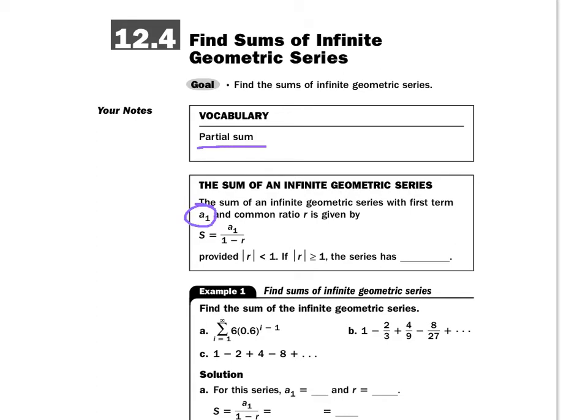The sum of an infinite geometric series with first term a sub 1 and common ratio r is given by this right here. Now, it's the only way we can find the sum, and this is the trick, if r is between -1 and 1. If it's greater than 1 or less than -1, then it has no sum. That would be important to note.